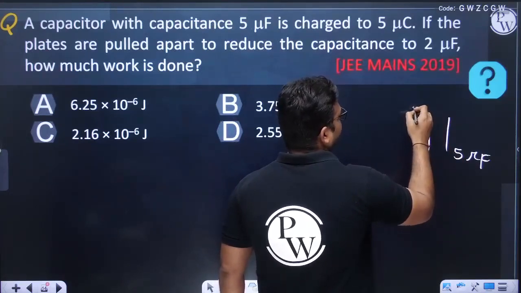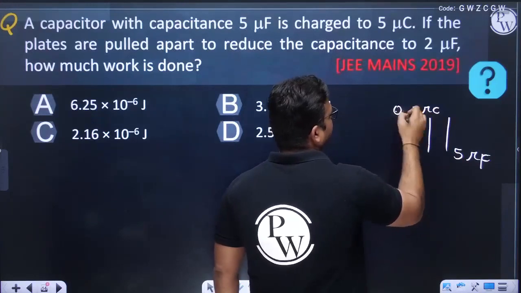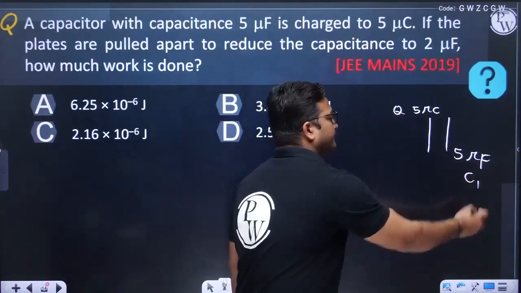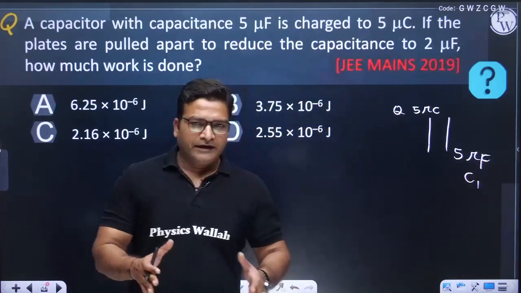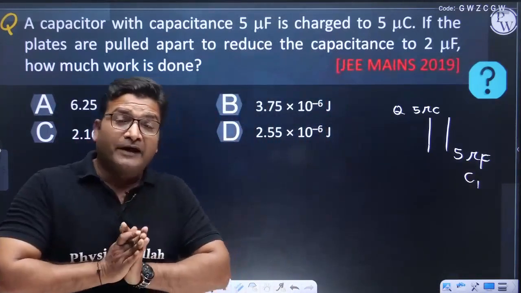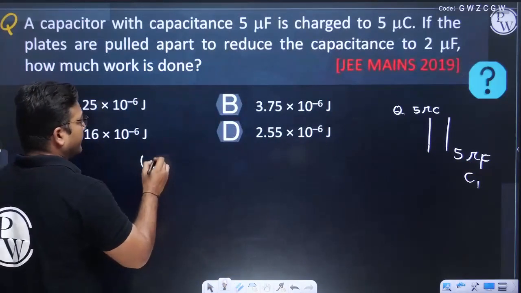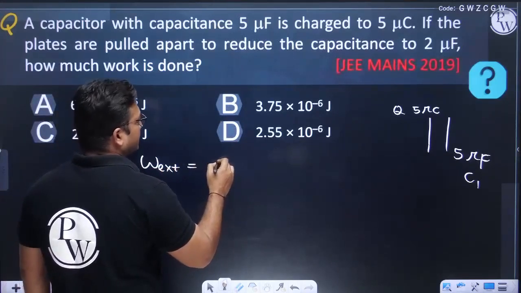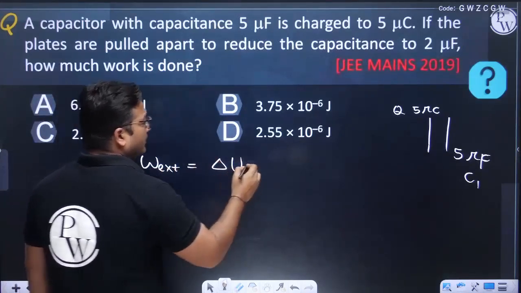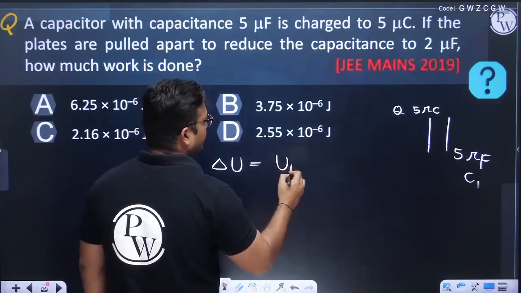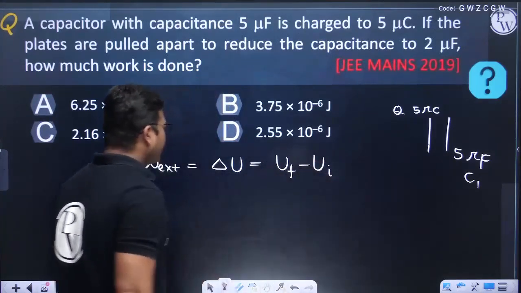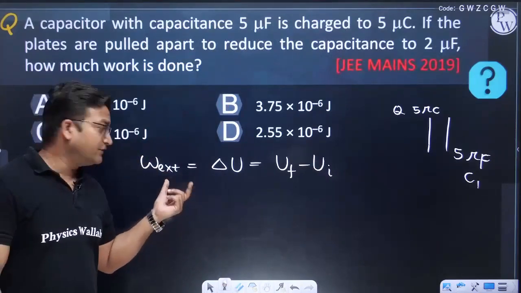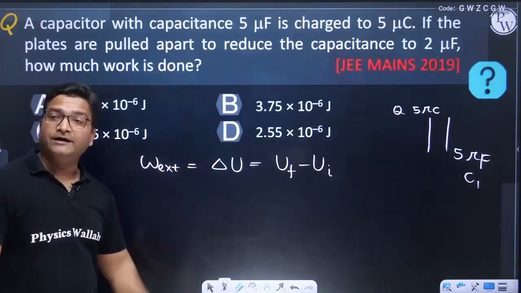So we have a capacitor of 5 microfarad, and the charge on it is 5 microcoulomb. Let's say the charge is Q and the capacitance is C, or C1, let me say C1. As it is not connected to a battery, you can always say the work done by the external force is equal to the change in potential energy, or U final minus U initial. As the battery is not doing any work, the only external work is the work done by the external force. There is no work done by the battery. So this is equal to delta U, right?